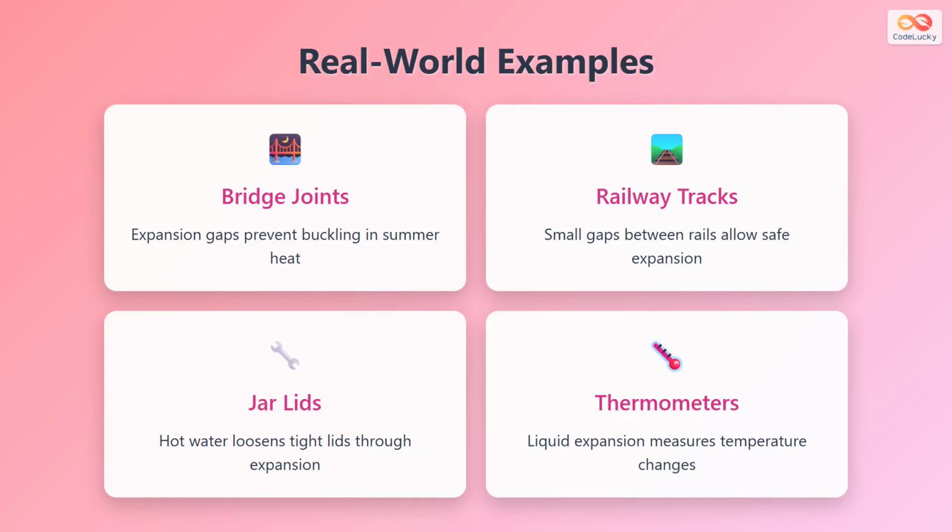Thermal expansion has numerous practical applications and considerations. Bridge joints include expansion gaps that prevent the structure from buckling during summer heat. Railway tracks have small gaps between rails to allow safe expansion and prevent warping. Running hot water over a tight jar lid causes the metal to expand, making it easier to open. Mercury or alcohol thermometers work by measuring the expansion of liquid as temperature changes, providing accurate temperature readings.